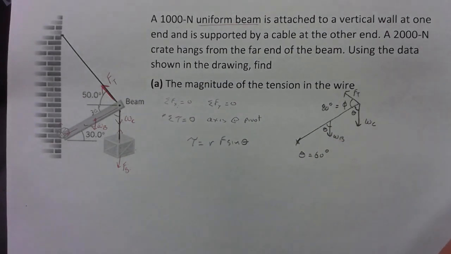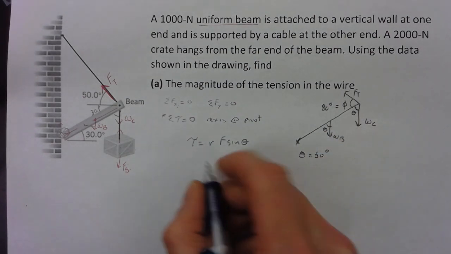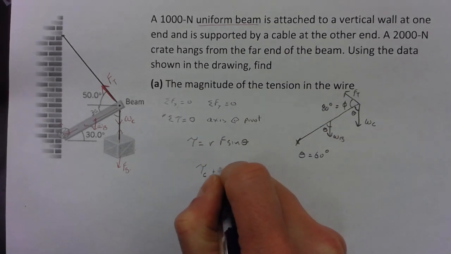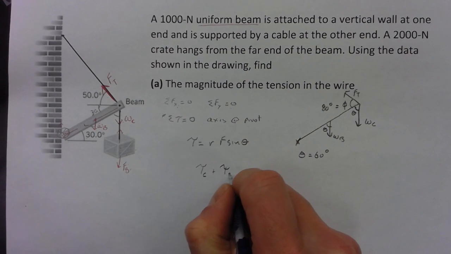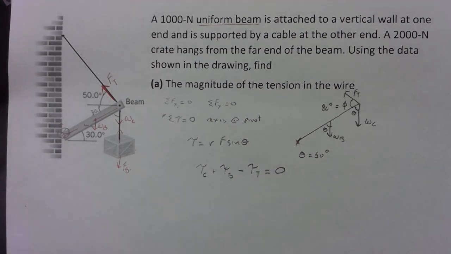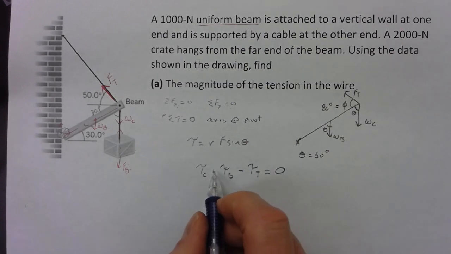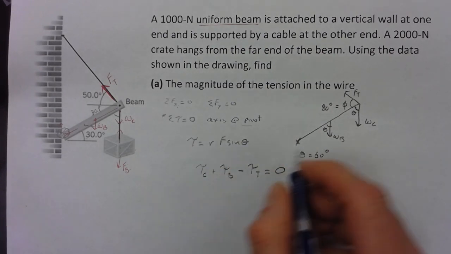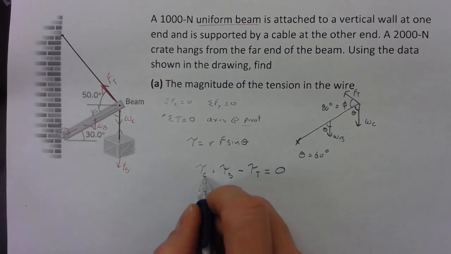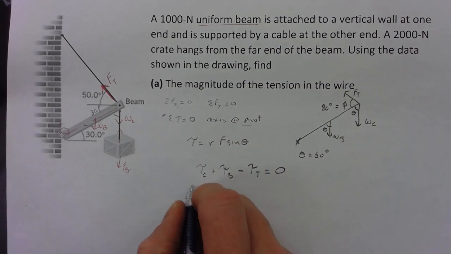So I'm going to take counterclockwise as positive, so we've got the torque due to the crate plus the torque due to the beam minus the torque due to the tension. That all has to add up to 0. Now since I took my axis as the pivot, that's the distance I have to measure my radius from, or my lever arm from, for the crate.